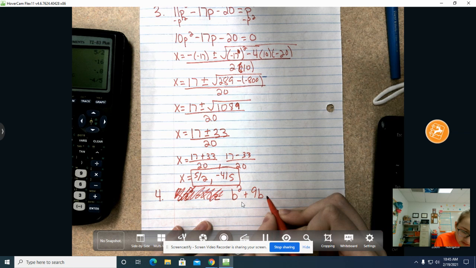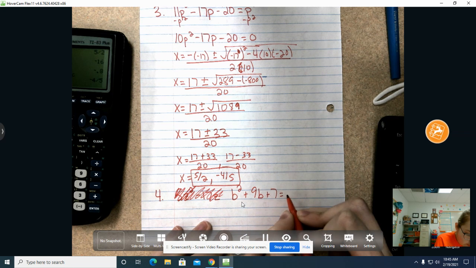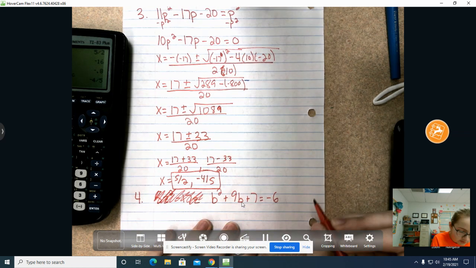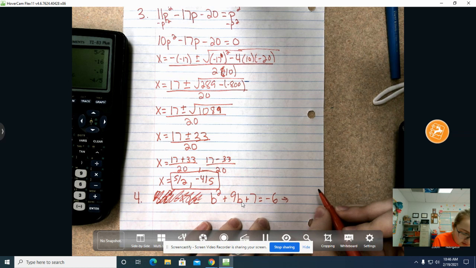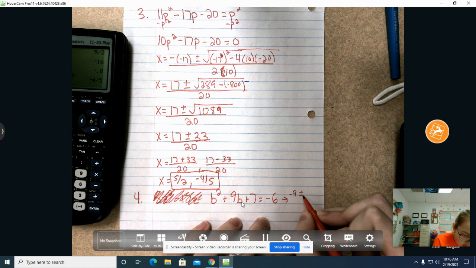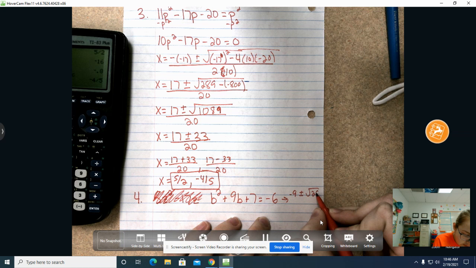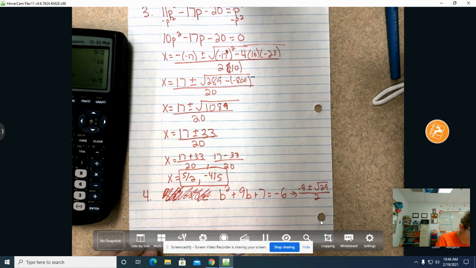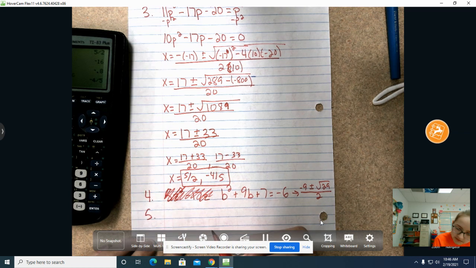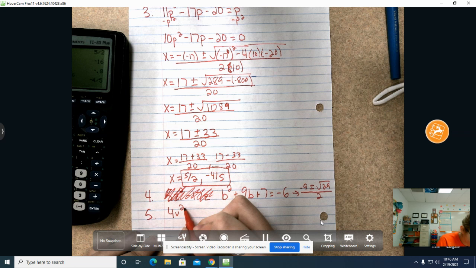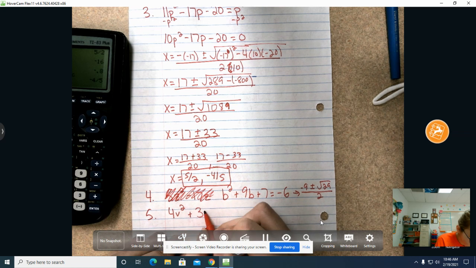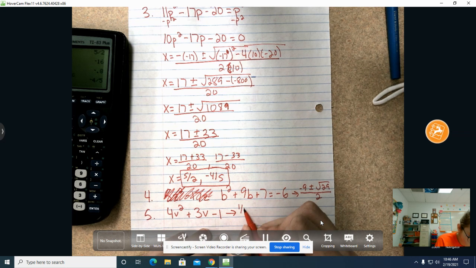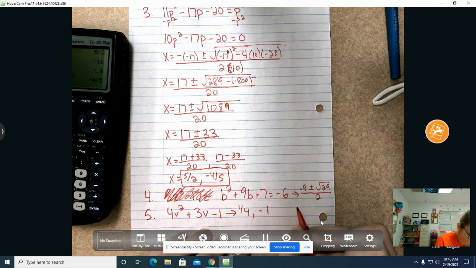So b squared plus 9b plus 7 equals negative 6. When you do that one, you should get negative 9 plus or minus the square root of 29 over 2. If you try 4v squared plus 3v minus 1, that's going to equal 1/4 and negative 1.